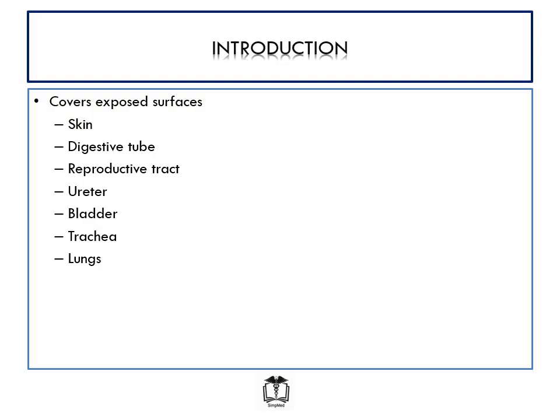To explore a little bit more on what I discussed in the previous slide about the different places in the body we can find epithelial tissue, starting with the function of covering exposed or external surfaces. They tend to cover surfaces like skin, the digestive duct, the GIT, the reproductive tract, the ureter, the bladder, the trachea, and the lungs. All these are exposed surfaces that are usually lined or covered by epithelial tissue.